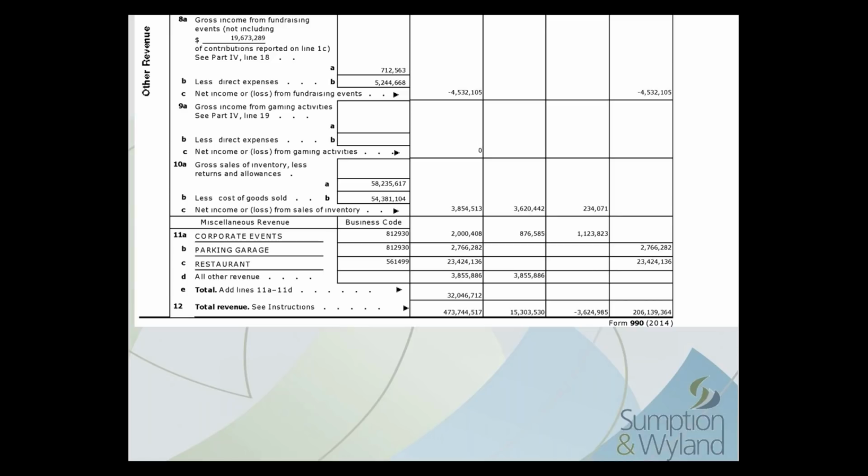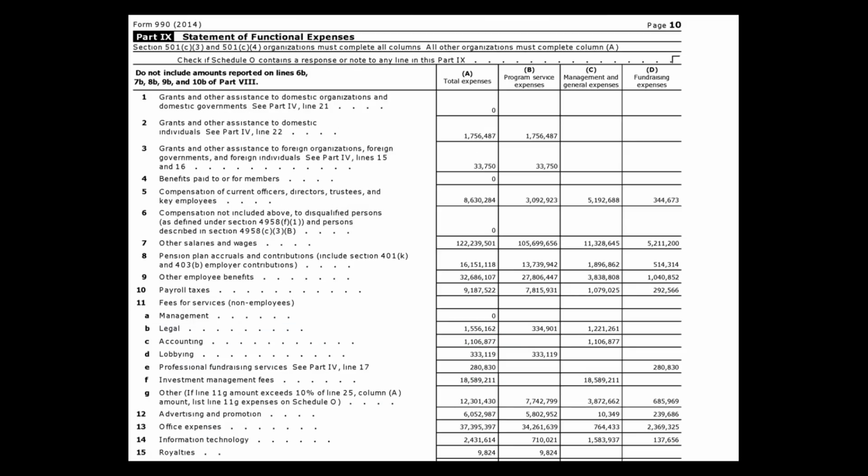But that's, like I said, all in the 990. You can look at it. Anybody can look at it and get a snapshot picture of what the organization's finances might look like. Let's take a look at the next slide, which talks a little bit about expenses.